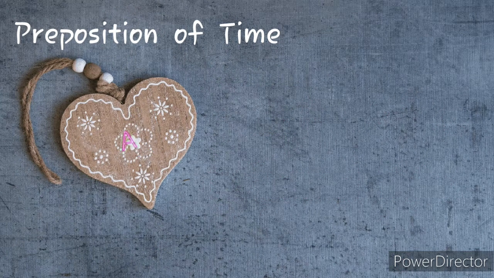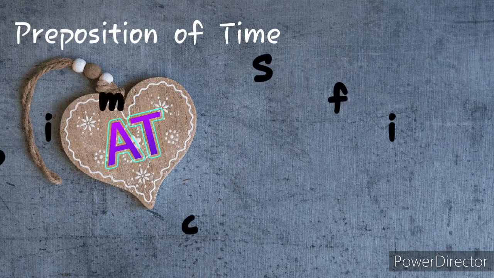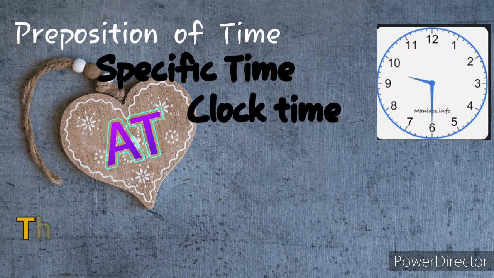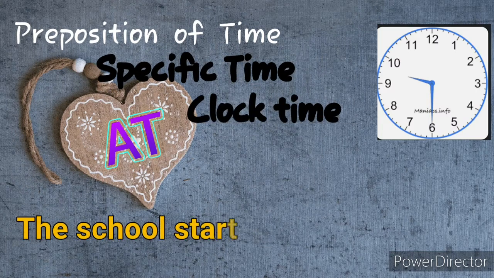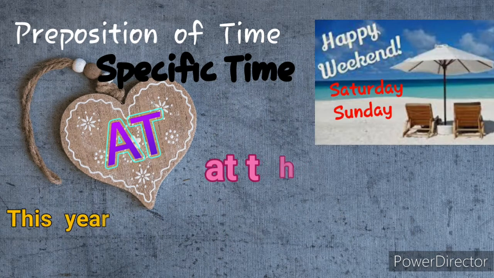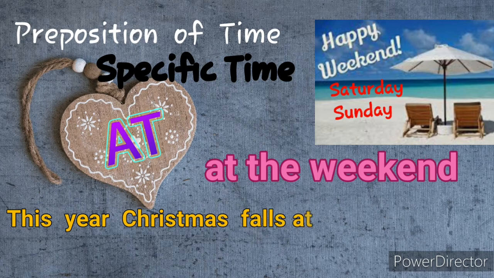Let's now know about the preposition at with respect to time. At is used for a specific time. That is, we use at for a clock time. The school starts at 9:30 a.m. This year, Christmas falls at the weekend.